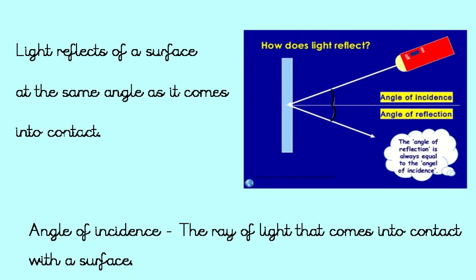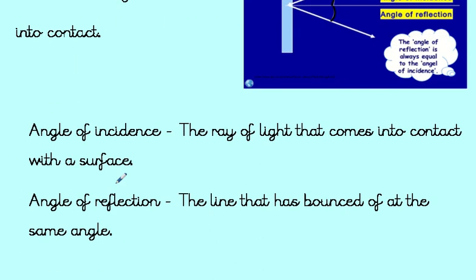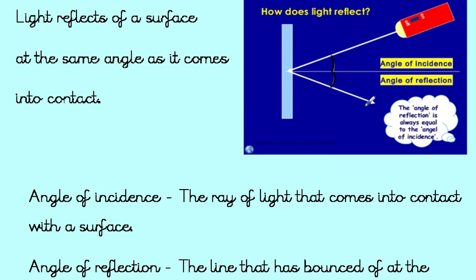So this is what reflection looks like when objects come into contact with light. We have two angles created. The light shines, it flows along, and it hits an object, and that is called the angle of incidence. That is, the angle of incidence is when the ray of light comes into contact with the surface. This one here going along. And then bouncing off at the exact same angle is the angle of reflection, and that's the line that has bounced off the object at the same angle.